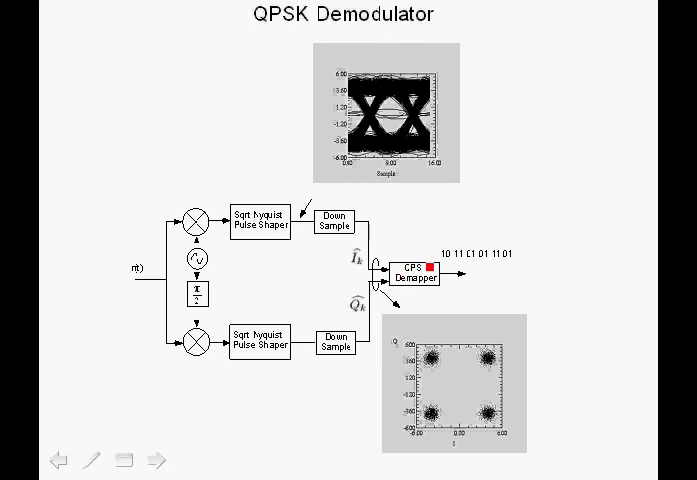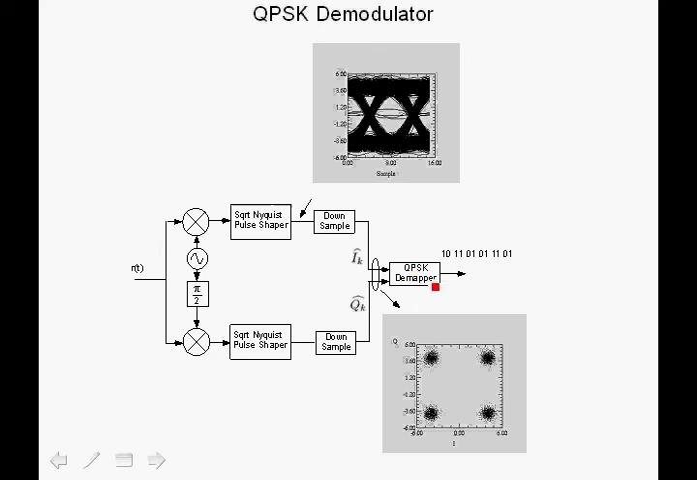This block here is a QPSK demapper, which takes the in-phase and quadrature phase terms and, using a minimum distance decoding algorithm, maps each received symbol back to the bits, the original transmitted bits. However, we can have errors in the channel, and we will derive and show you the probability of error for a QPSK digital communication link.